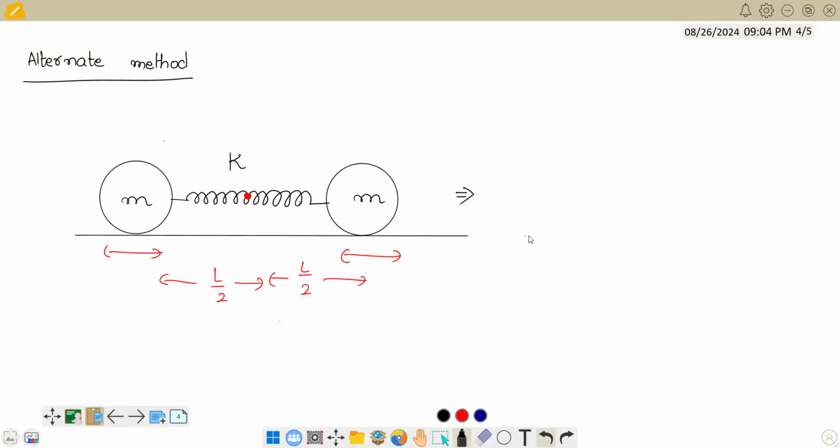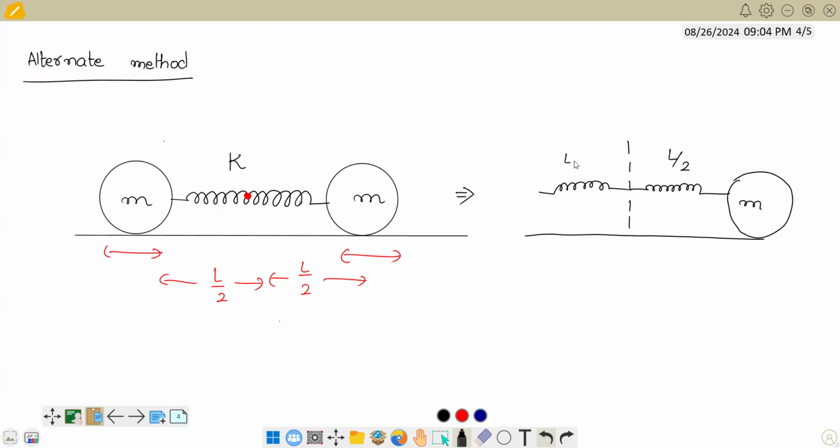Since the center of mass will not move due to internal forces, you can assume that there is a rod here that is fixed, and we have a spring of length L by 2 and a mass M oscillating. And again another spring of length L by 2 and mass M oscillating here. The only difference is that for the total spring, the spring constant is K. First, we have to find what the spring constant is for L by 2.